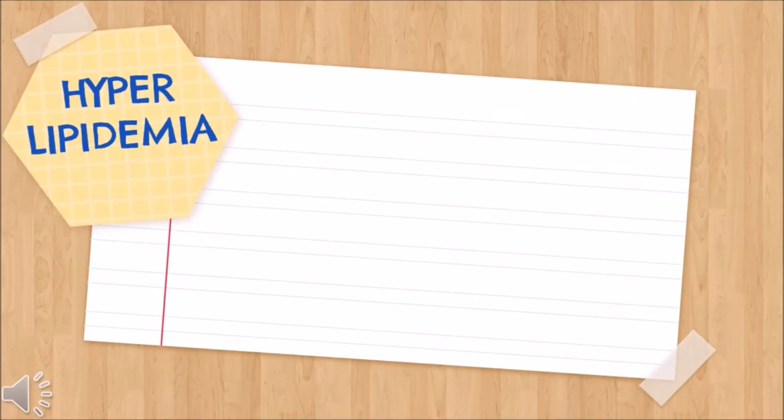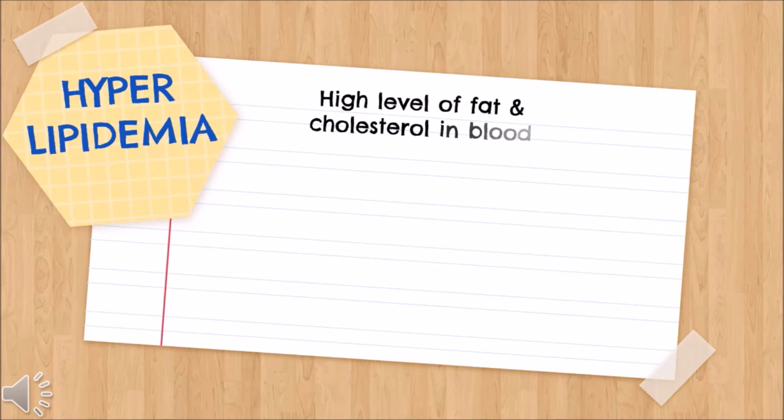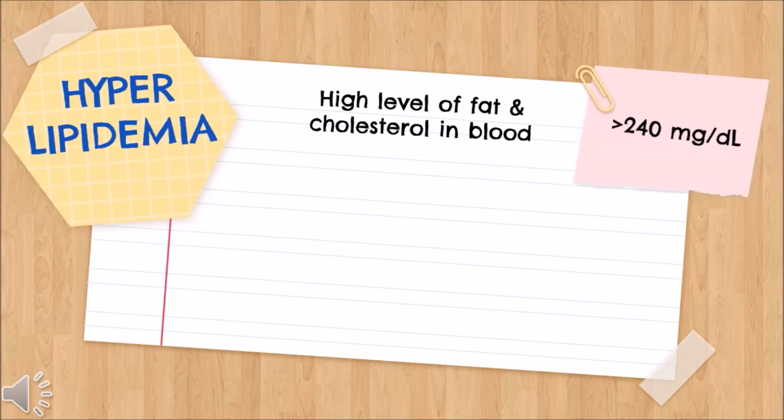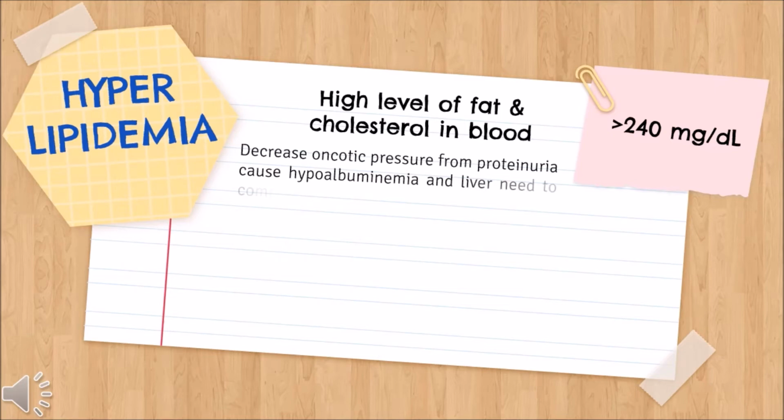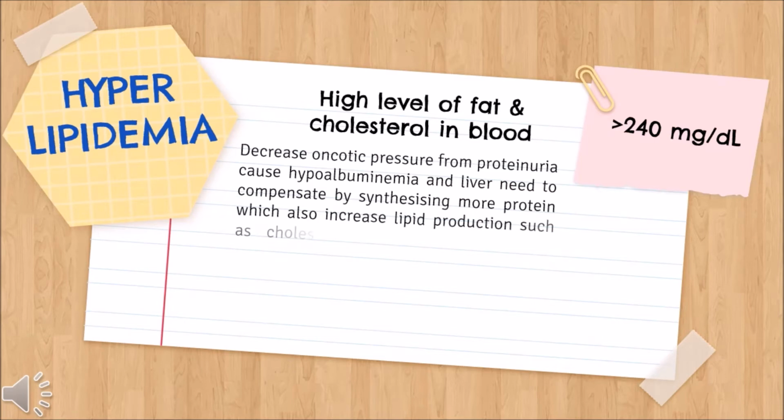Moving to hyperlipidemia. It is a condition where the lipid in serum exceeds the normal range, which is more than 250 mg per deciliter. This is because the liver needs to compensate for the hypoalbuminemia condition by synthesizing more protein, which also increases the lipid production.